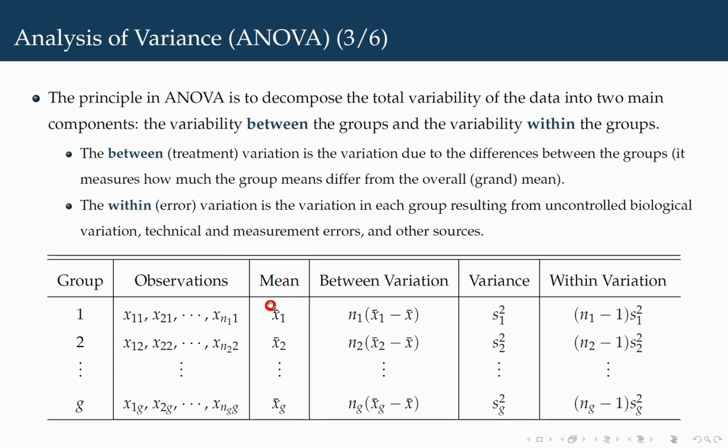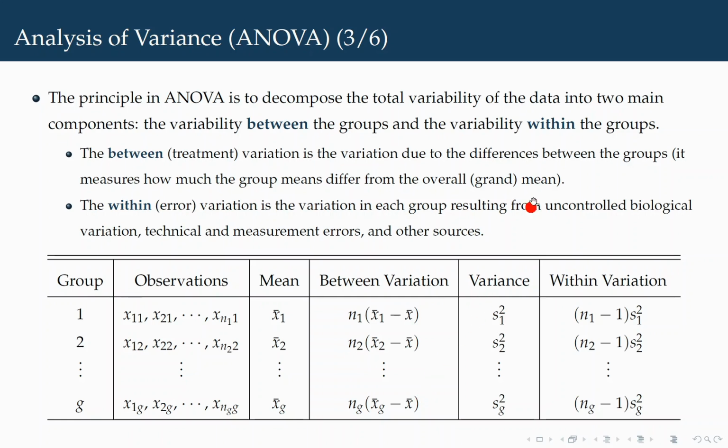So the variation of x bar 1 from x bar, that means the sample mean of the first group from the overall mean, represents the between variation. Similarly, the difference x bar 2 minus x bar represents the between variation of the second group, and the difference x bar g minus x bar represents the between variation of the G group. So between variation is nothing but simply the variation between the sample mean of each group and the overall or grand mean. So these values represent between variations.